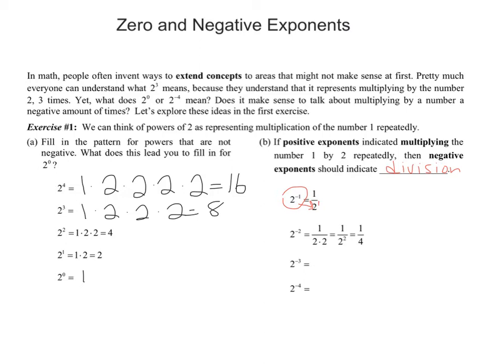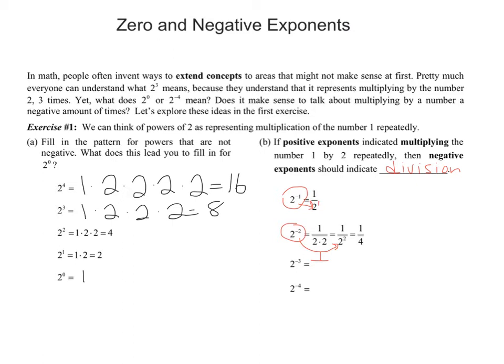2 to the negative second power. Well, what I did was, I said, okay, 1 divided by 2 times 2 equals 1 over 2 squared. Notice, I took that 2 to the negative second power, I moved it into the basement, so now my answer is 1/4.